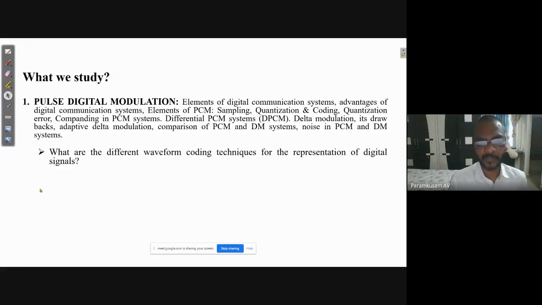So after completing the first unit, you will be able to answer these questions. What are the different waveform coding techniques for the representation of digital signals? The answer is PCM, DPCM, DM. And what are the effects of noise in these techniques? If noise is present, then what is the effect on these coding techniques? You will know about noise in these techniques.